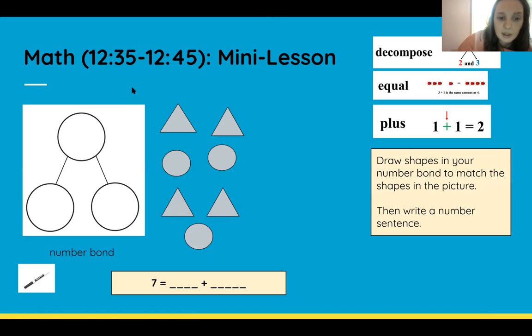So if you could, on your number bond, draw the triangles in one part and the circles in another part, and figure out how many of each you have. I'm going to count them. 1, 2, 3. Okay. And the circles.